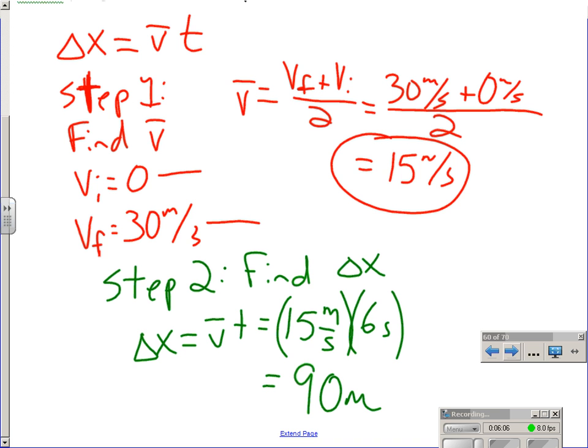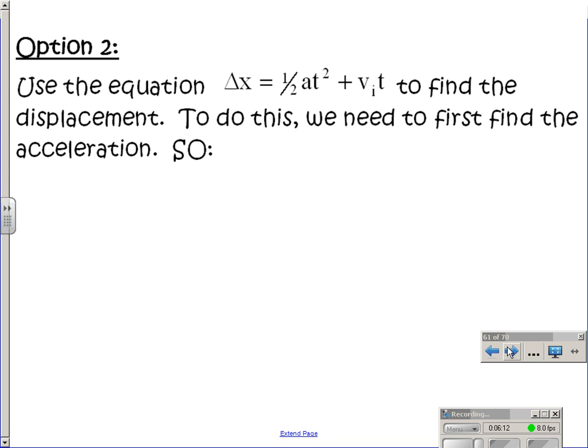So I want to show you another way to do this also. This second option is going to seem more complicated. There will be situations where the second option is actually the easier one, and I'll tell you how to know which equation to use. But for now, I want to solve this problem 2 different ways and just show you that you get the same answer.